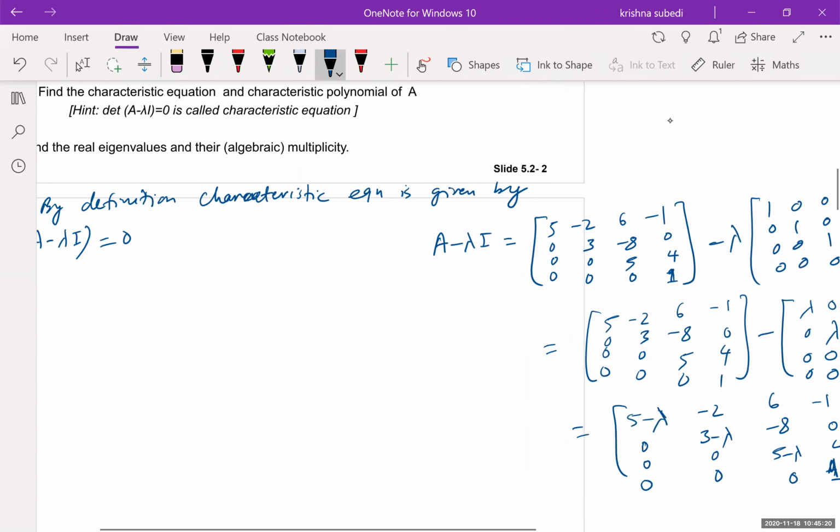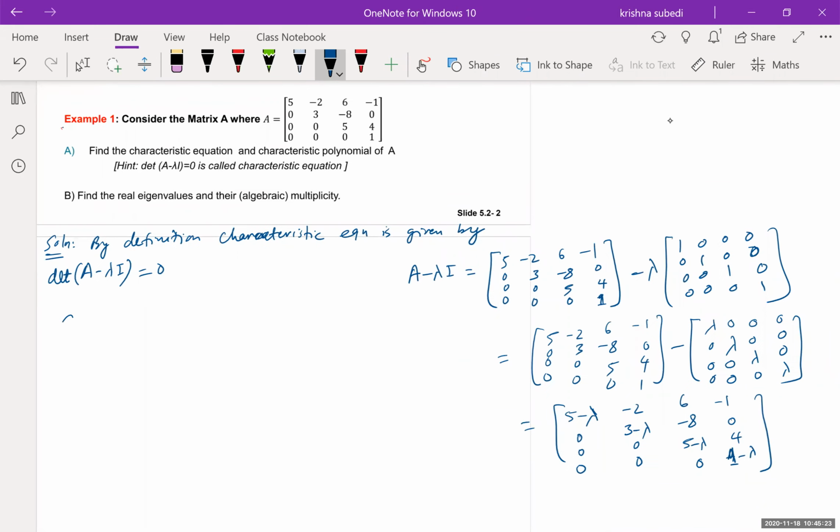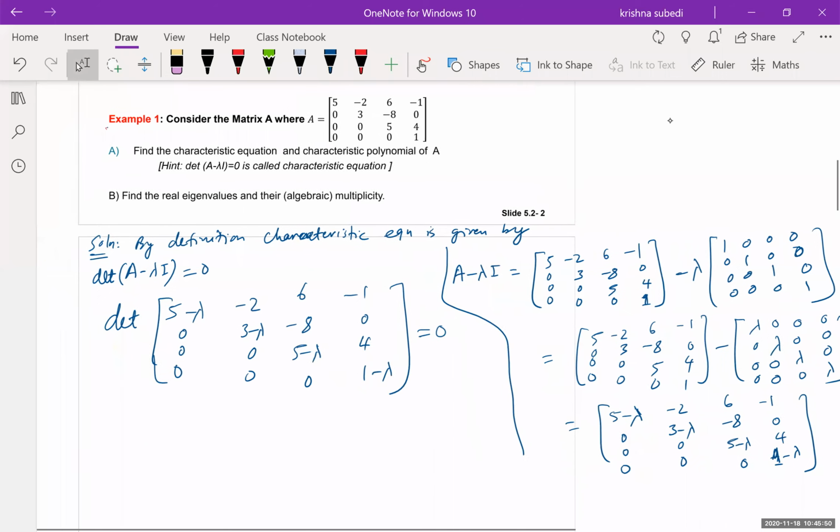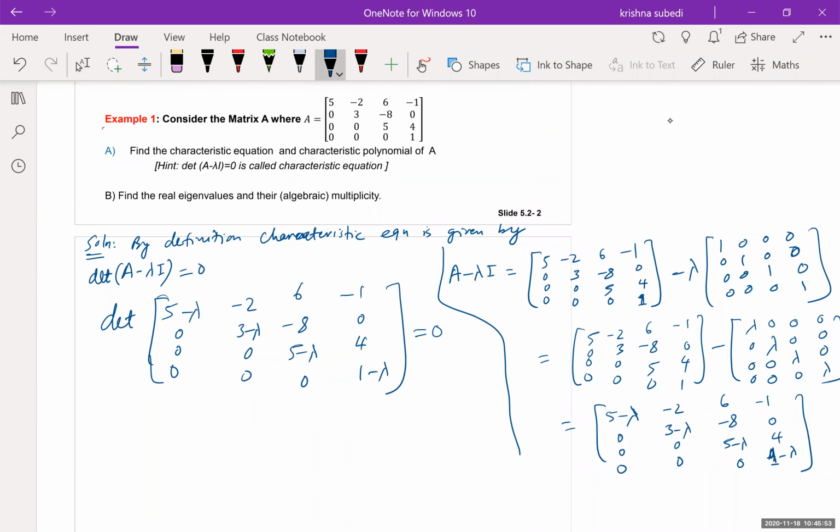So basically we want to find the determinant of that. So the determinant of A minus lambda I, with rows 5 minus lambda 0 0 0, -2 3 minus lambda 0 0, 6 -8 5 minus lambda 0, -1 0 4 1 minus lambda, equals 0. So our characteristic equation is given by this determinant.